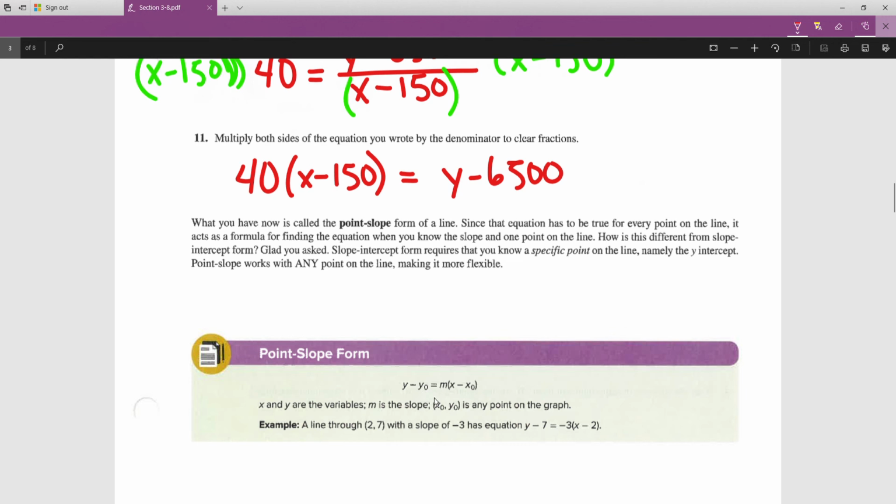For question 11, I have the sides kind of switched. I have the y's on the right and the x's with the distribution on the left, but this is our general formula down here. And they even wrote it out as an example. If we have the point 2, 7 and the slope is -3, we would write it out like this. We'd put in the -3 where the slope would go in that general formula, and we'd put parentheses around the quantity x minus 2, because that was our x value, and the corresponding y value would go on the left side with y minus 7.